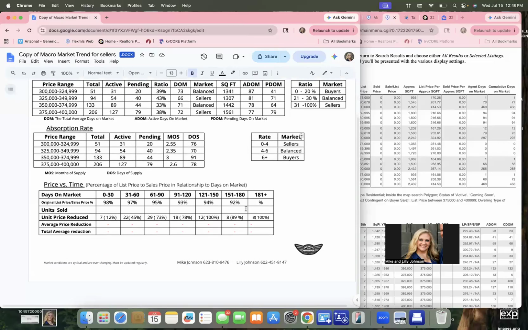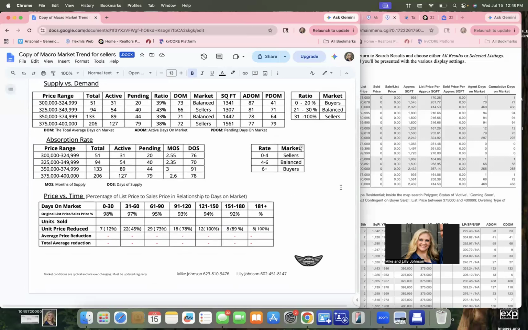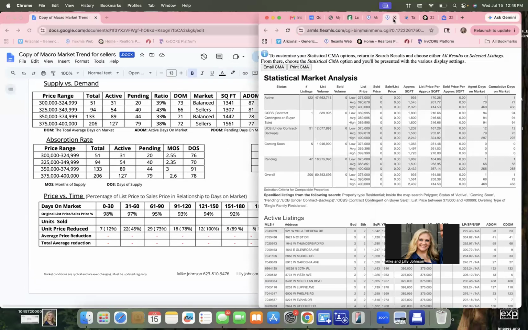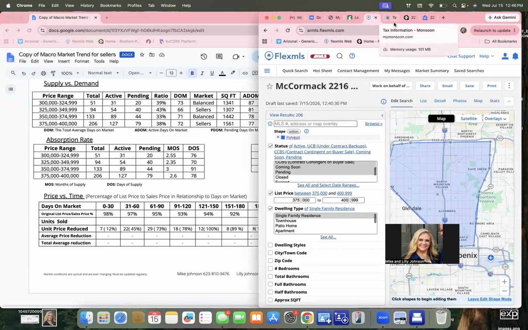Now, this is where my price versus time is my favorite, because it just gives us a whole picture. There's more than just comparable properties when we're listing a home. So all of this matters.